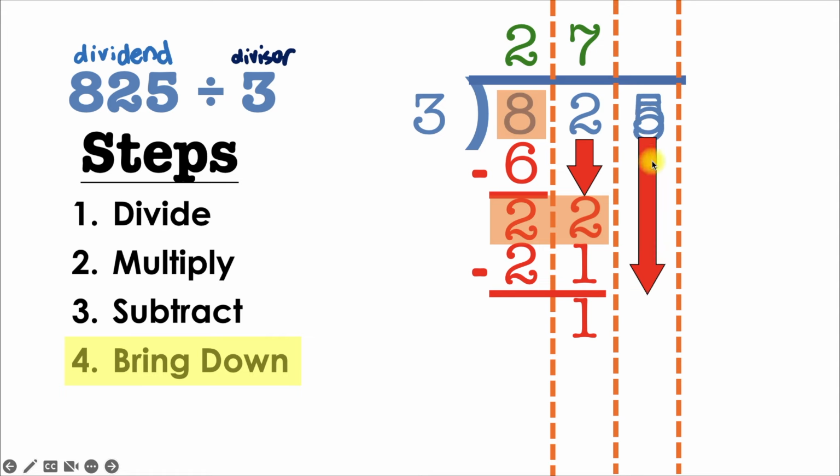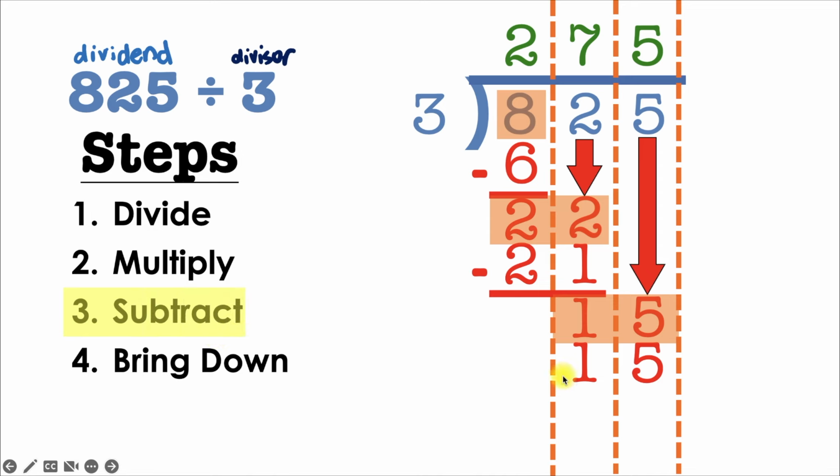And that's going to go right down here, giving us the new number 15, and we'll repeat the process by trying to divide that 15. Well, how many times can 3 go into 15? Well, that would be 5. So I'll write a 5 here. Then we'll go to step 2, which is to multiply. 5 times 3 gives us 15. I'll put that here. We'll then subtract it, which we'll show here. And 15 minus 15 gives us 0.